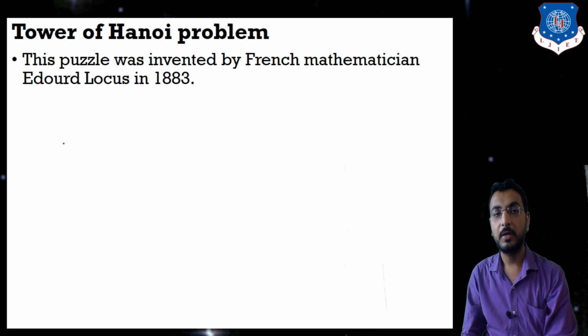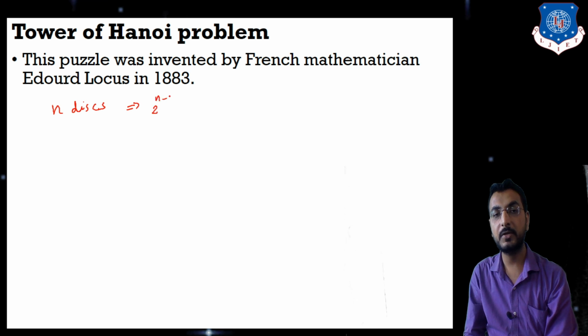So this Tower of Hanoi problem has one formula: if we have n number of disks, then for that we require 2 raised to n minus 1 moves to arrange the disks on the other pole. You must require 2 raised to n minus 1 moves to arrange the disks on the other pole.